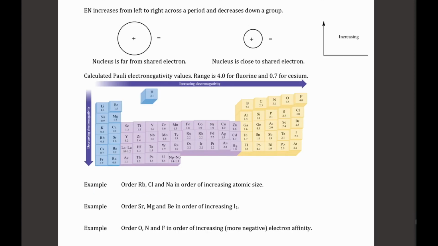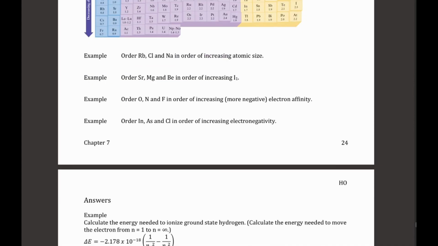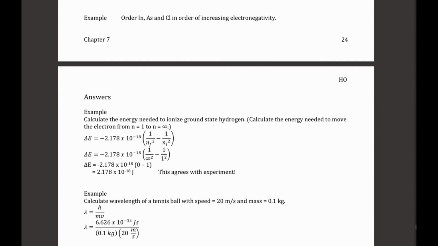Okay, so we have some examples here. Order these atoms in order of increasing atomic size, and then we have some atoms for increasing ionization energy, the first one. Then we have the electron affinity trend to think about. Then we have electronegativity. After that, we just have answers to problems.